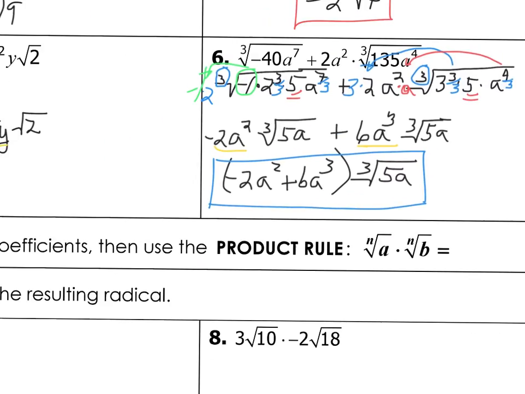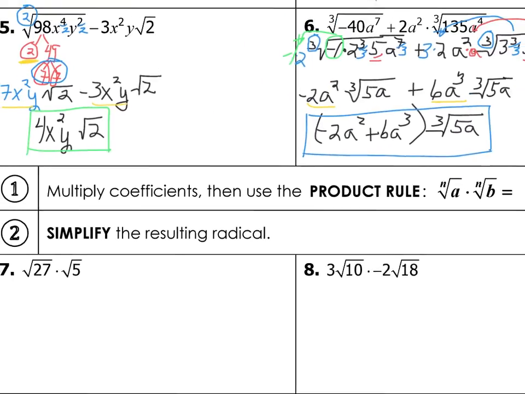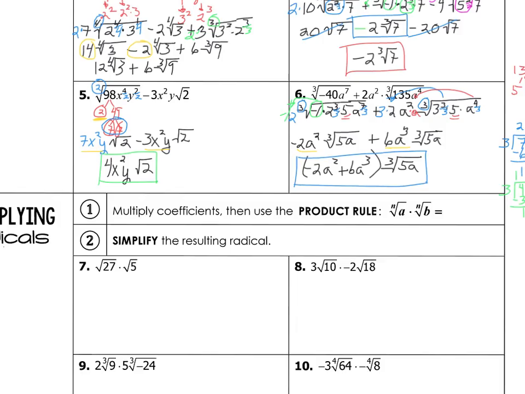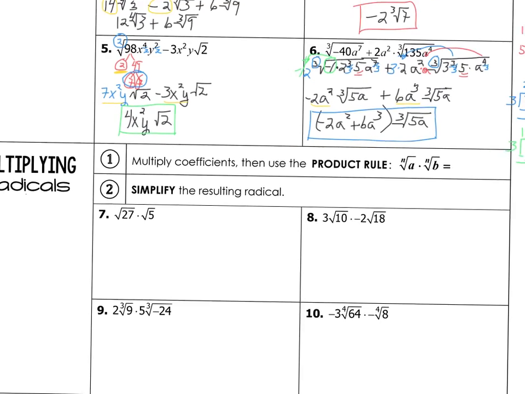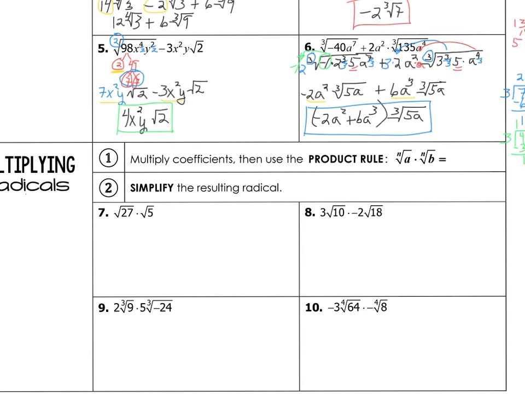All right, so let's move on to multiplying. So when you're multiplying, so I'm going to zoom out here a little bit. When you're multiplying, that's a little crooked. Here are your rules right here.